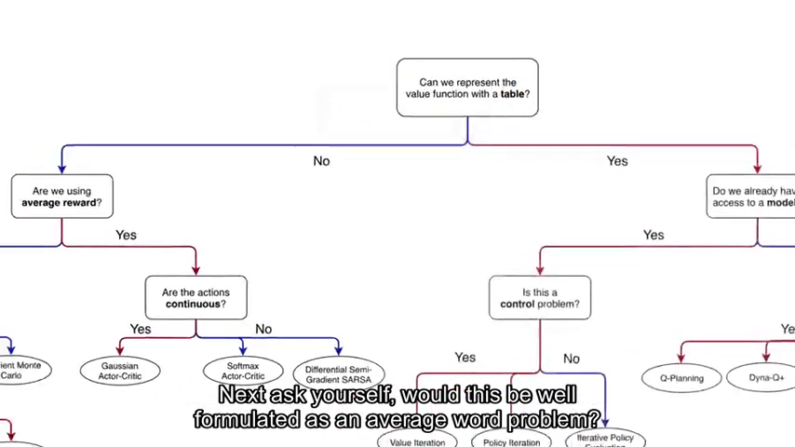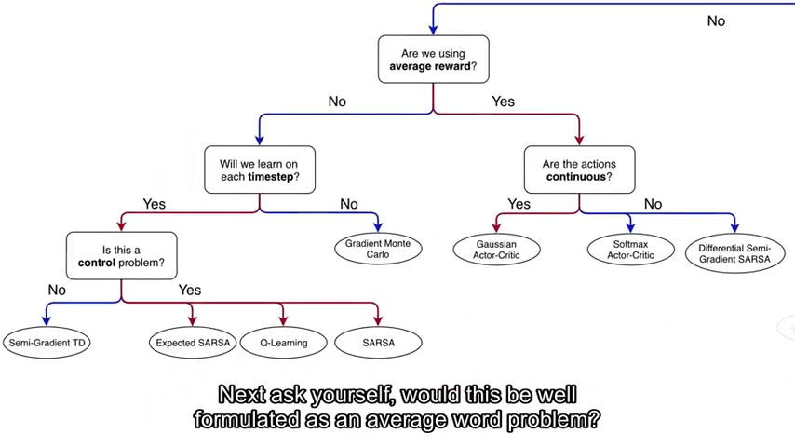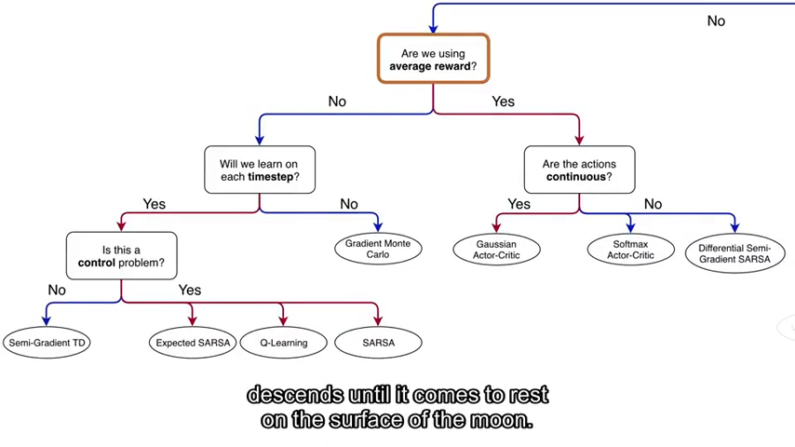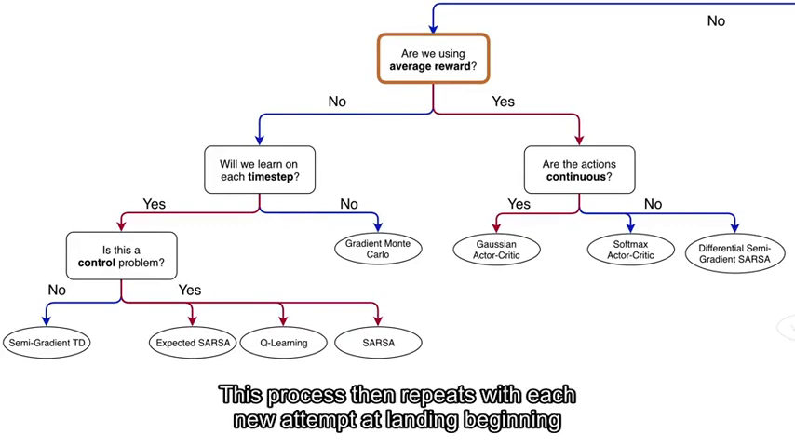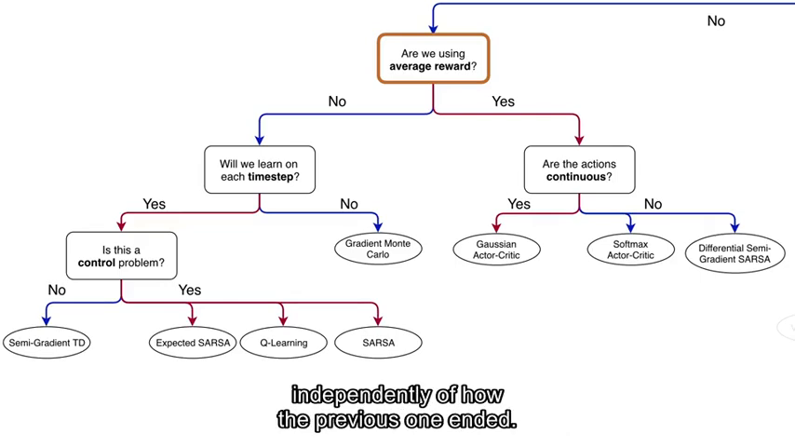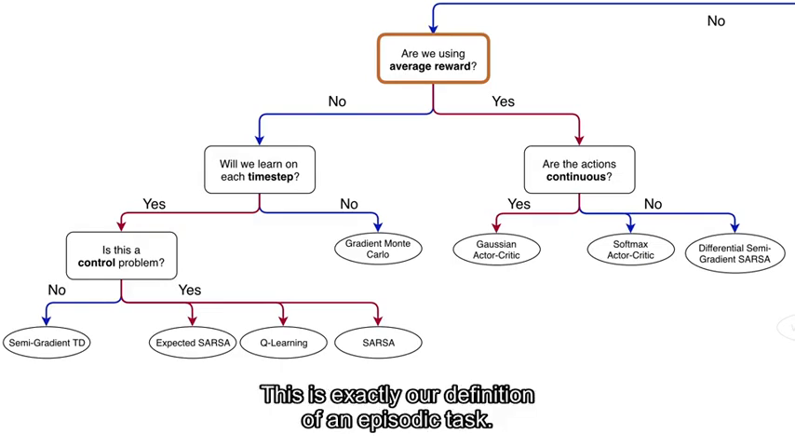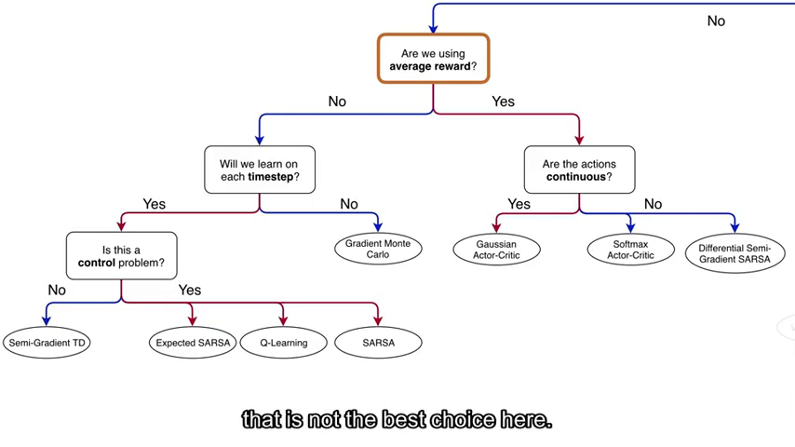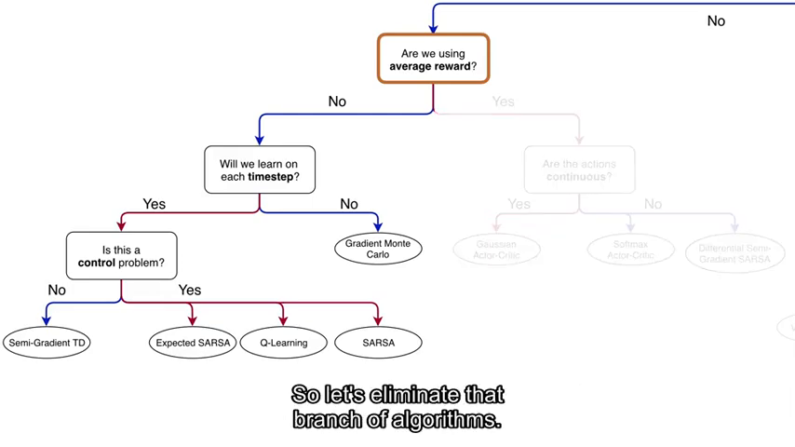Next, ask yourself, would this be well formulated as an average reward problem? Think about the dynamics of this problem. The lunar module starts in low orbit and descends until it comes to rest on the surface of the moon. This process then repeats, with each new attempt at landing beginning independently of how the previous one ended. This is exactly our definition of an episodic task. We used the average reward formulation for continuing tasks, so that is not the best choice here. So let's eliminate that branch of algorithms.